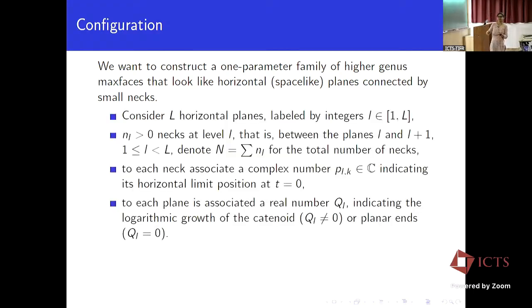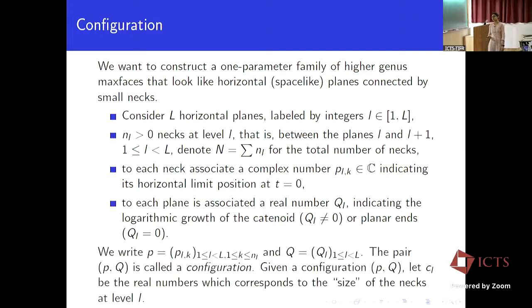To construct that family, we need some input data. Let us consider L horizontal planes, and for convenience, let us label them by small integer l, and let N_l be the number of necks at each level, that is, the number of necks connecting two consecutive planes, and let capital N be the total number of necks. We associate P_lk, a complex number, to give the position of each neck, and we associate to each plane a real number Q_l, which will tell which type of end it will be. Let P and Q be the sequences of these P_lk and Q_l, and we call this pair a configuration. Now, given a configuration, let C_l be the real number which gives the size of the necks in each level.